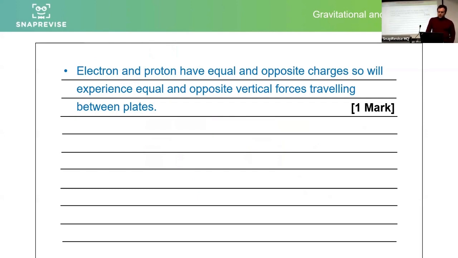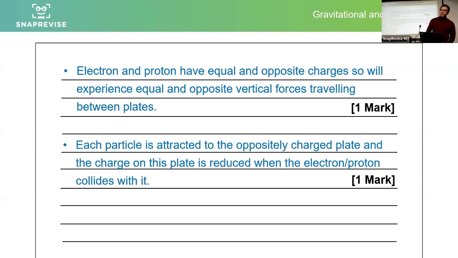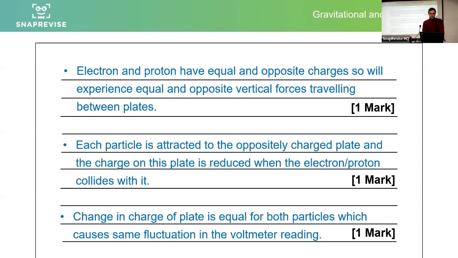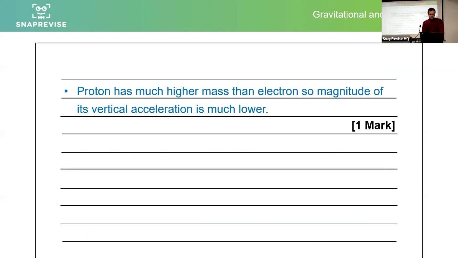The electron and proton have equal and opposite charges, so will experience equal and opposite vertical forces traveling between plates. Nice physics fact. They've got equal and opposite charges, so they'll have equal and opposite forces. Each particle is attracted to the oppositely charged plate, and the charge on this plate is reduced when the electron or proton collides with it. The change in the charge on the plate is equal for both particles, which causes some fluctuation in the voltmeter reading. So we can definitely detect when one or the other arrives.